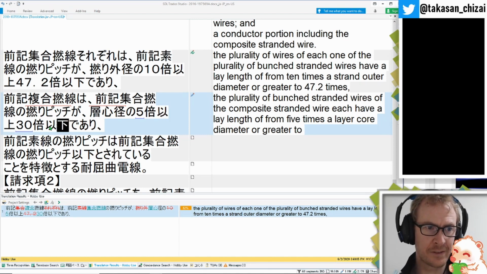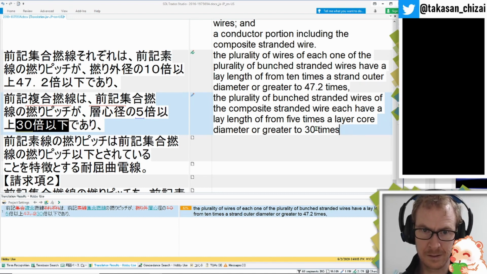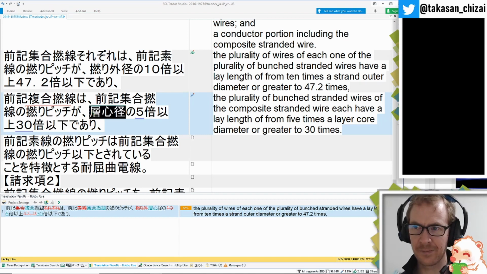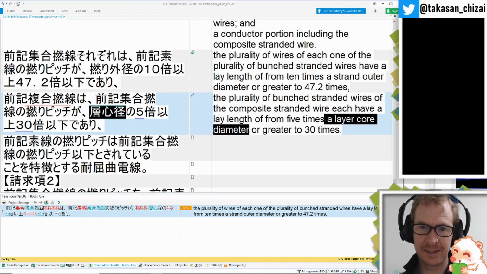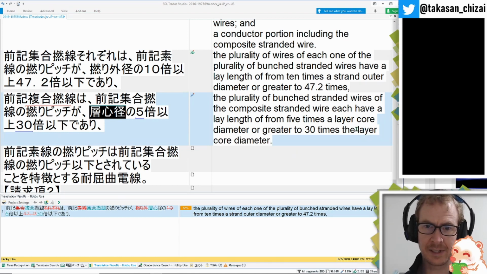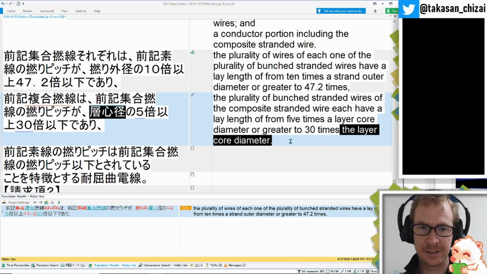2 for the second part, 30 times. Now it sounds a bit weird just ending there. This is also referring to this, so actually you could add 30 times the core layer diameter here, the layer core diameter. You could add this here. I don't think you need to.